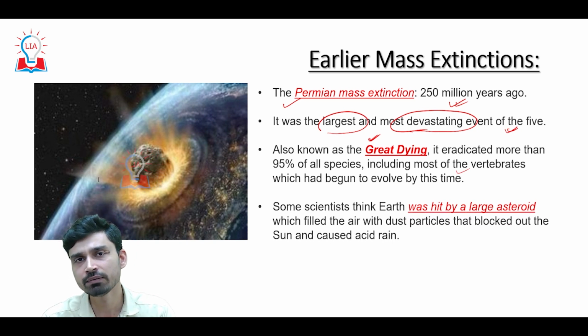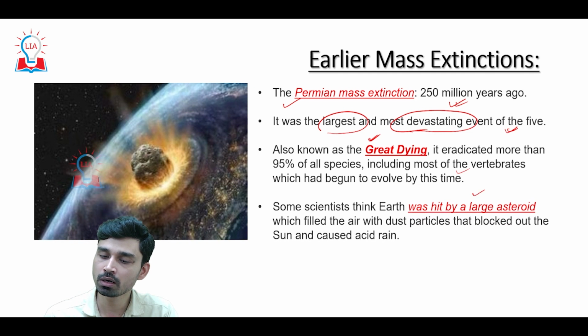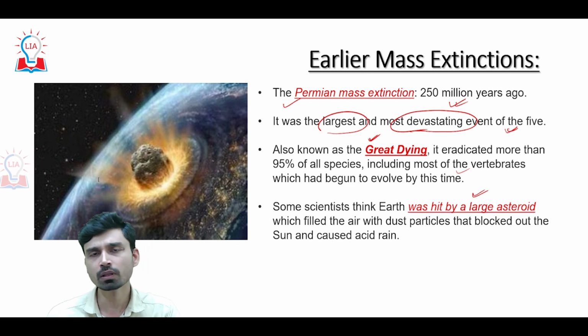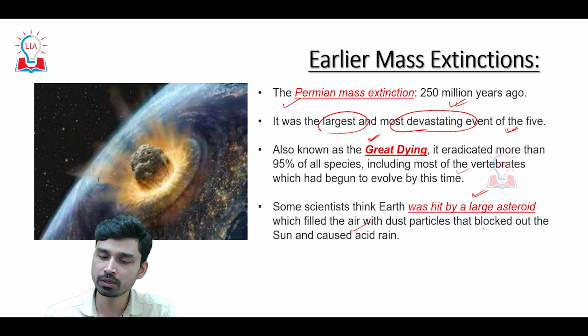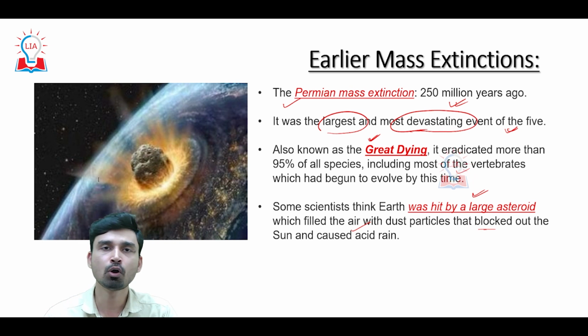And many scientists believe that the reason behind this particular mass extinction can be attributed to an asteroidal impact. A large asteroid, more than 50 to 60 kilometers in size, collided with the Earth, and due to this massive impact, a huge amount of dust particles and different types of ash clouds started to erupt, and it enveloped the entire Earth, blocking the sun.